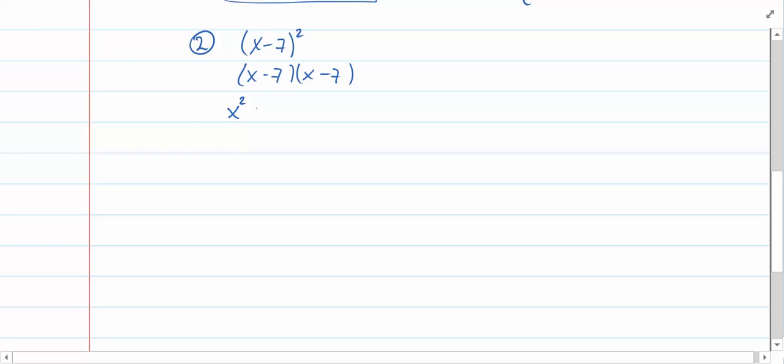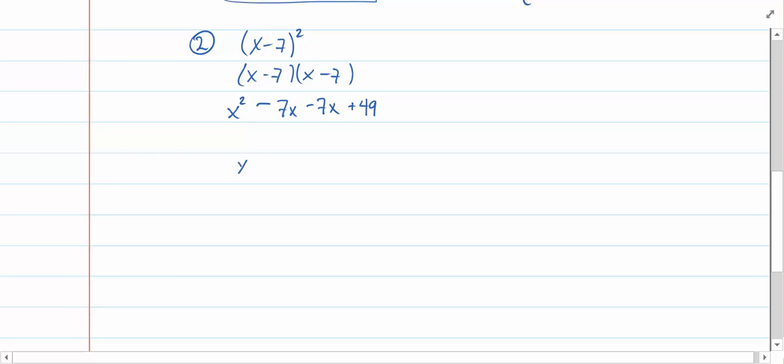results. My first product is x squared. My second product for the outside terms is a negative 7x. My third product is from the inside terms, which is a negative 7x as well. And my last product is a product of the last terms, which produces a positive 49. Negative 7 times negative 7 is positive 49.